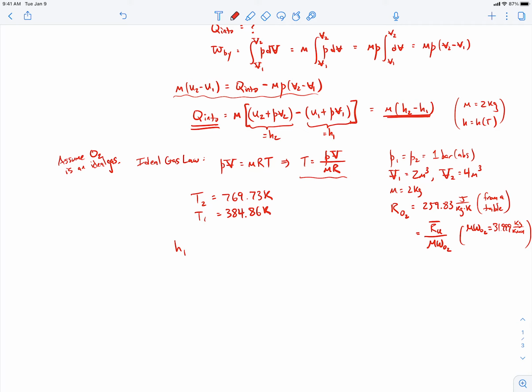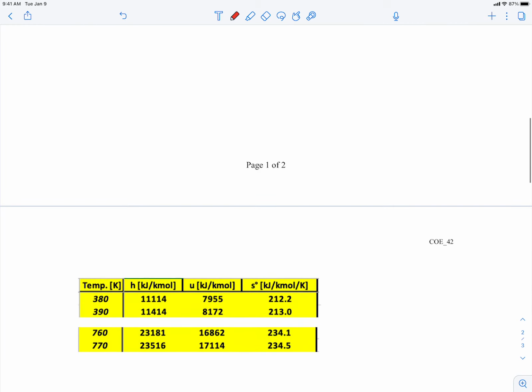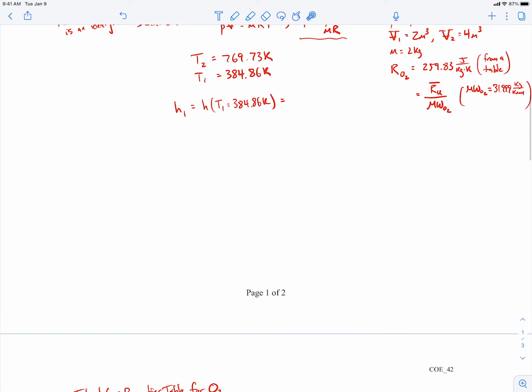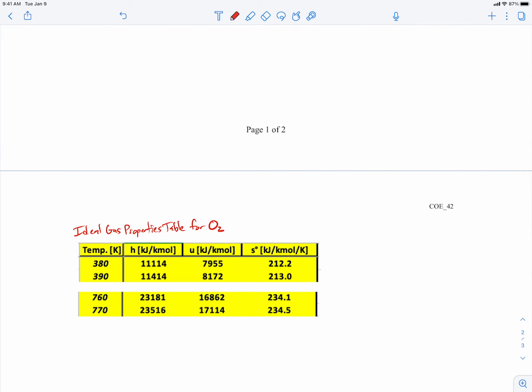So specific enthalpy at 1 would just be the specific enthalpy at T1. And we can look that up in the table. So I've copied parts of the relevant tables. This is an ideal gas properties table for oxygen. And you'll see that, for a temperature of 384 Kelvin, it's going to be somewhere between these two temperatures, right? So we're going to have to do a linear interpolation to find what that specific enthalpy is. Note that that specific enthalpy is in kilojoules per kilomole. Okay, so just be careful of that.